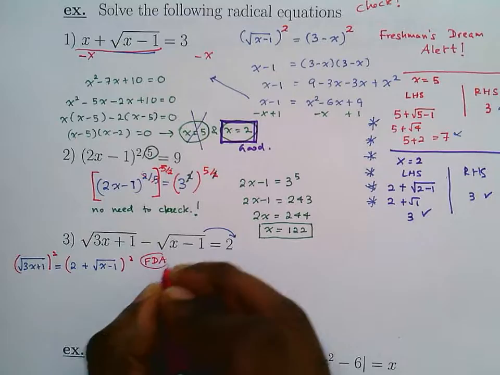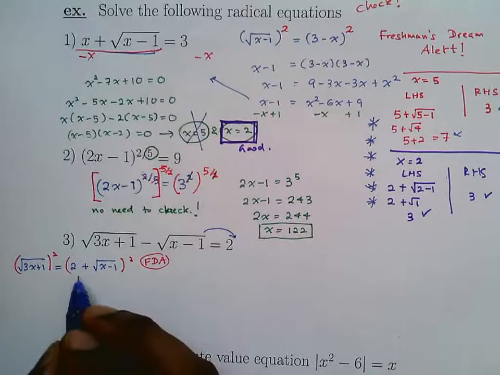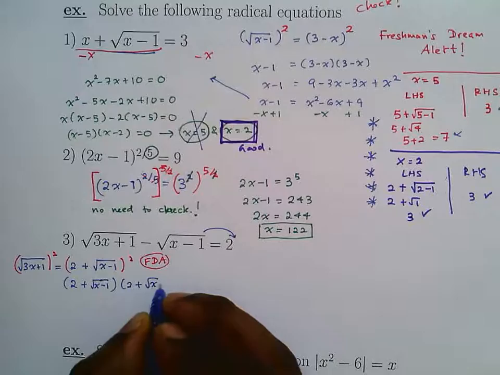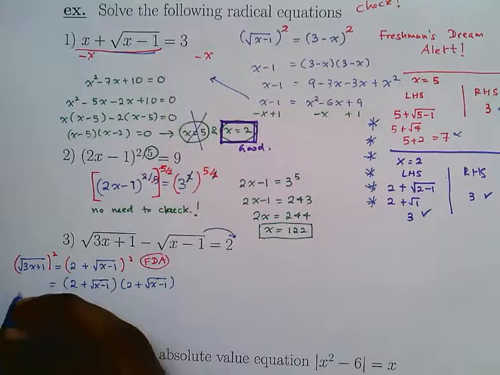Okay, because you have to FOIL this. So let me just FOIL it. So 2 plus root x minus 1 times 2 plus root x minus 1. That would be, and here the square root would cancel off with this square, so you get 3x plus 1.